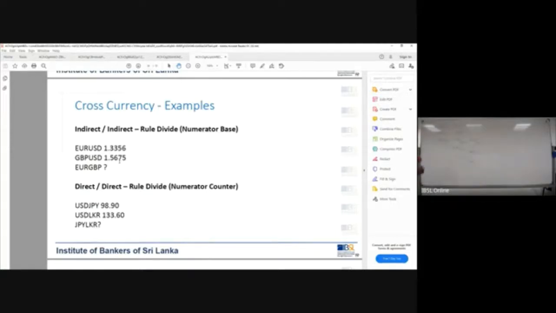So it's basically 1.3356 divided by 1.5675, which is 0.8521.